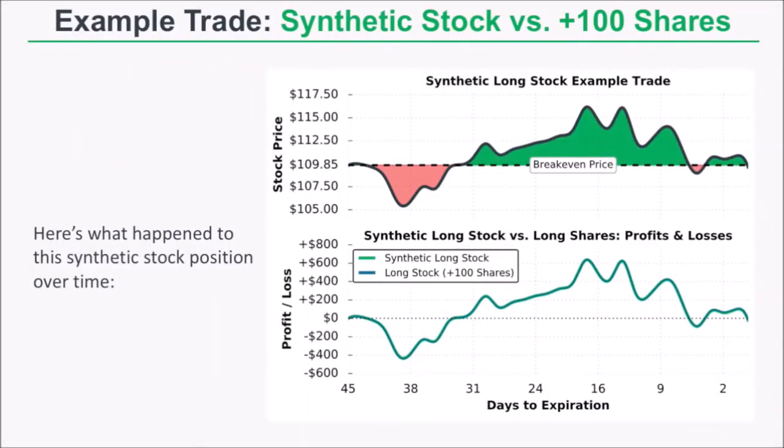In the top portion of the graph, we're looking at the changes in the stock price relative to the break-even price of the synthetic long stock position. On the bottom part of the graph, we're looking at the profit and loss of the synthetic long stock position compared to a long stock position of 100 shares. As we can see, these lines are right on top of each other, which means that the profit and loss of the synthetic stock position and the actual stock position are identical to one another.